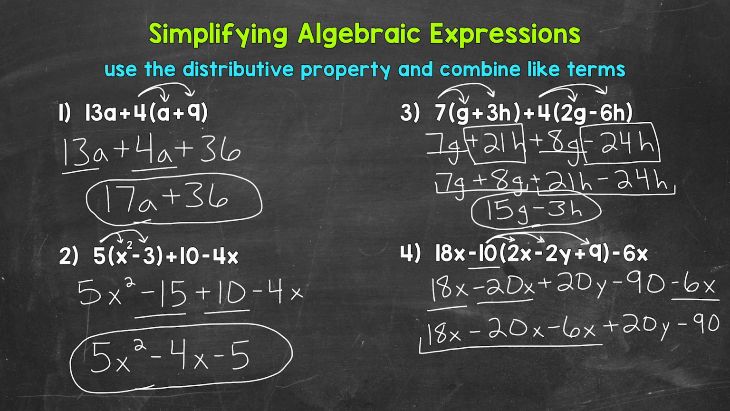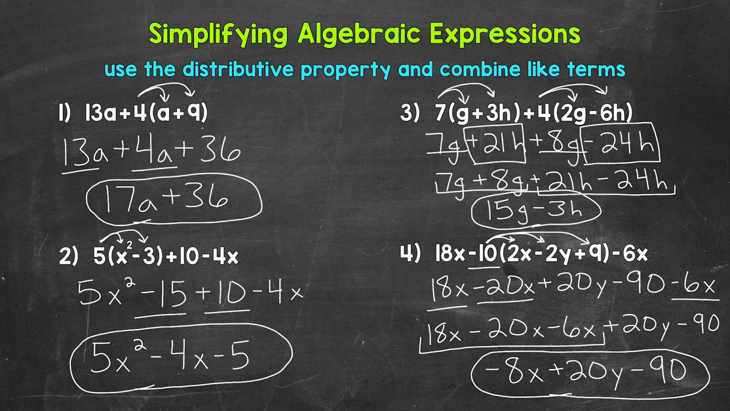So we have 18x minus 20x minus 6x. So we are combining a positive 18x, a negative 20x, and a negative 6x. 18x minus 20x is negative 2x. Negative 2x minus 6x, that gives us negative 8x. Then we have plus 20y minus 90. So negative 8x plus 20y minus 90 is our final simplified expression.